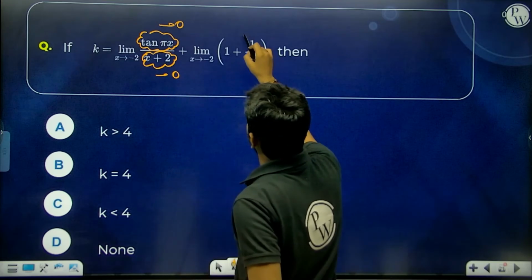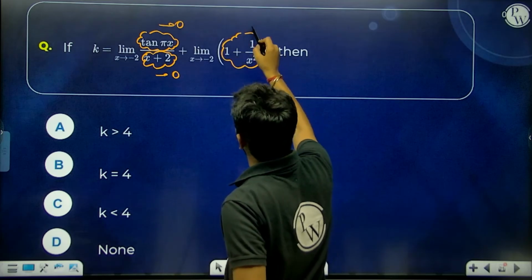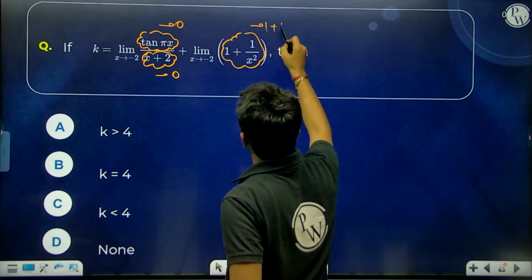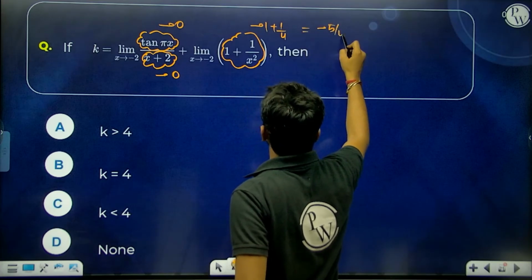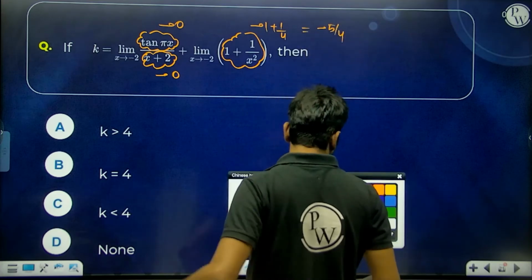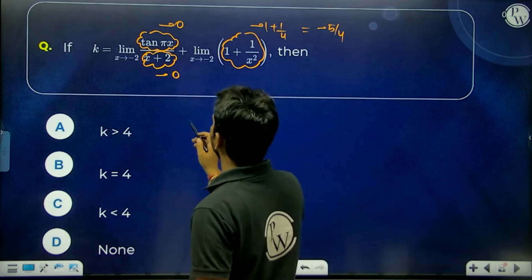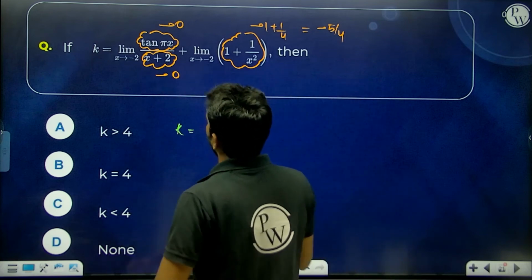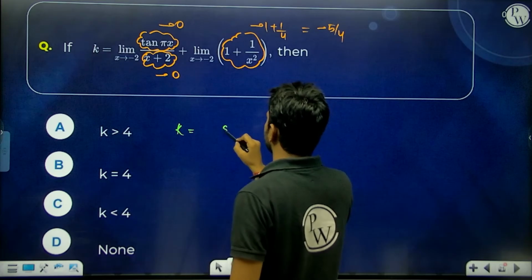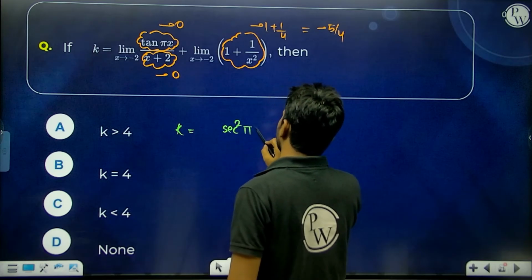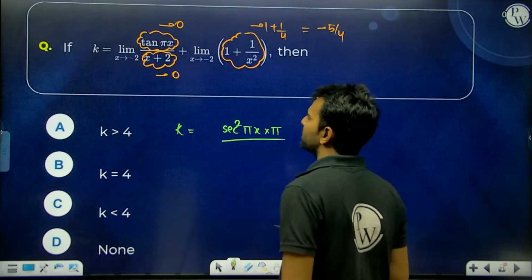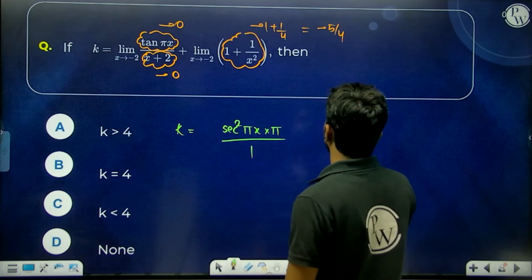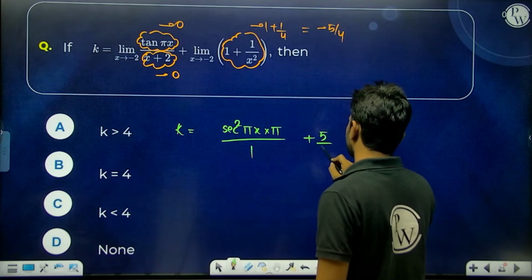And when x is moving towards minus 2, this is moving towards 1 plus 1 by 4, that is equal to 5 by 4. So this is not an indeterminate form. So here in this portion we can segregate the limits first, or we can apply L'Hopital rule over here first. So differentiation, if you do sec square pi x into pi is the differentiation of tan pi x with respect to x, and over here it is going to be 1, plus 5 by 4.